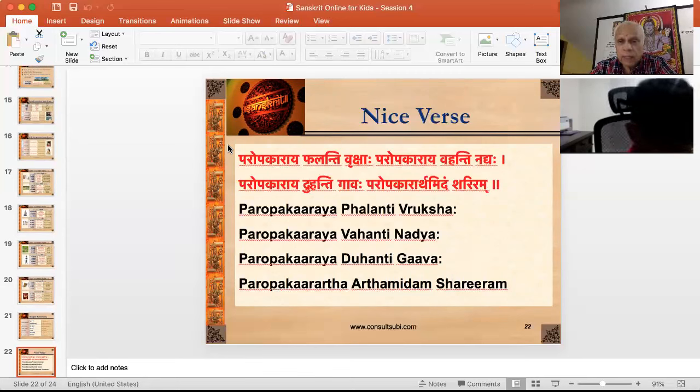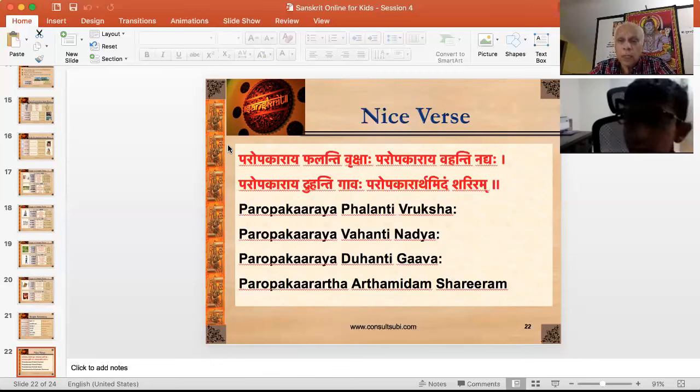The second one says paropakara vahanti nadyaha. Nadya, nadi means river. Nadyaha means rivers. It's plural. Vahanti is flows. What for the river is flowing? Paropakaraya, to help others. In what way? It gives you drinking water. It provides water for the boats to go on it, navigation. And it is also feeding some water to the trees on the banks of the river.